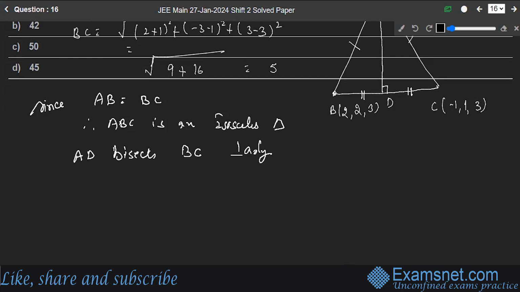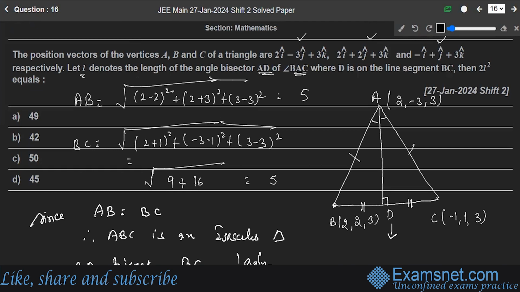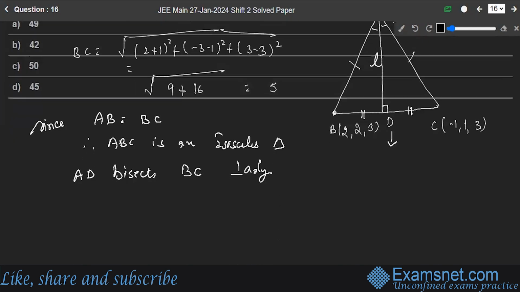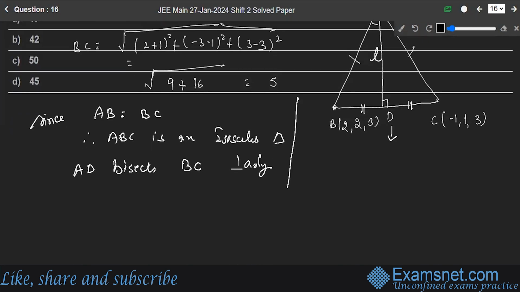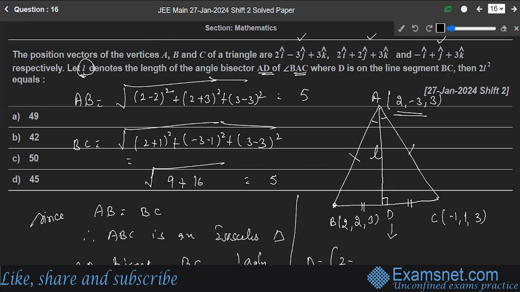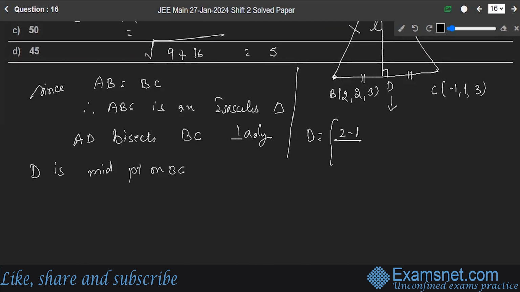Now it's very easy to find out the coordinates of D. Once I get the coordinates of D, I already have the coordinates of A. We'll just find out AD. That's easy. That AD is your L. It is given in the question that L denotes the length of AD. Now all the concentration should go on finding out D, because now we know one thing: D is the midpoint of BC. So what will be the coordinates of D? D will be given by 2 plus minus 1 upon 2, that is 2 minus 1 upon 2. Then 2 plus this upon 2. Then 3 plus 3 upon 2. That makes this as 1 by 2, 3 by 2, or 3.